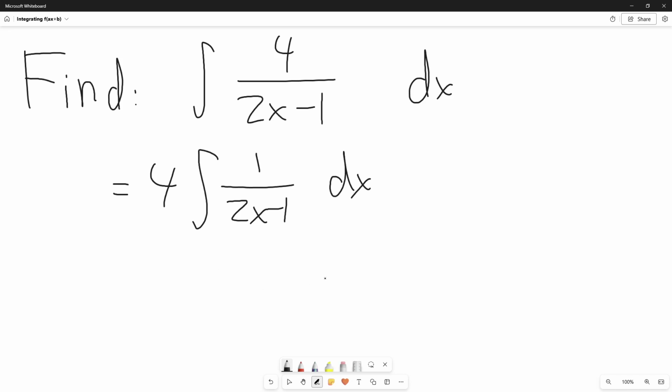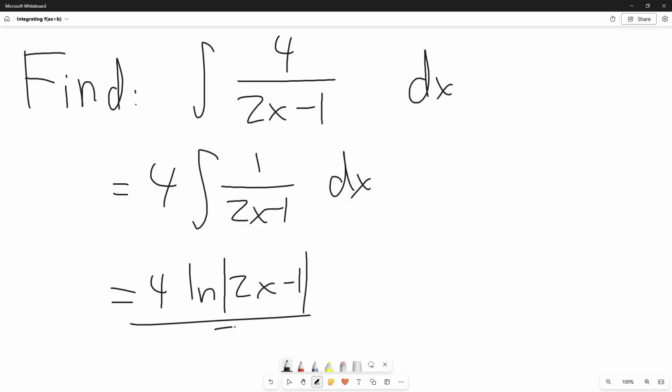And the integral of that is ln of absolute value of x. So this will be 4 times ln of 2x minus 1, with the absolute value signs, over 2, because that's our a, and then just simplify it further. Our final answer is 2 times ln of absolute value of 2x minus 1 plus c.